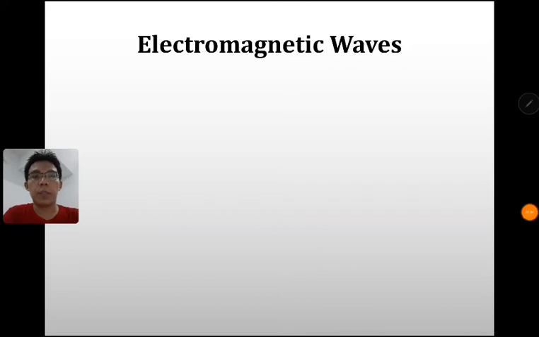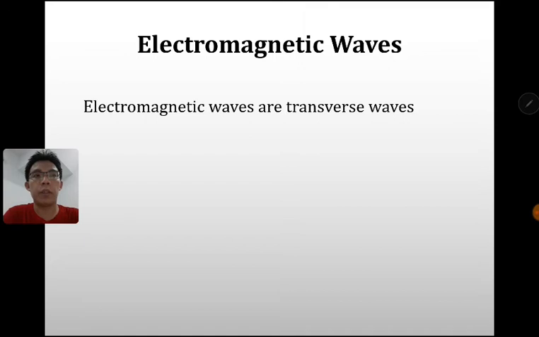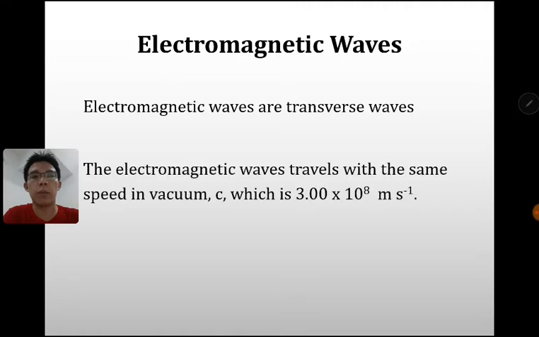Let's look at the last part of this topic, electromagnetic wave. Electromagnetic wave basically is a type of transverse wave. It does not need a medium to travel, not like the water wave or sound wave that need a medium. So this one doesn't need a medium to travel. Of course, it can also travel in certain medium, like for example, light can pass through the water.